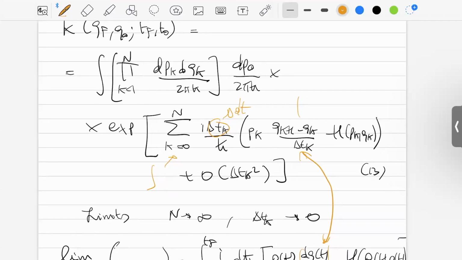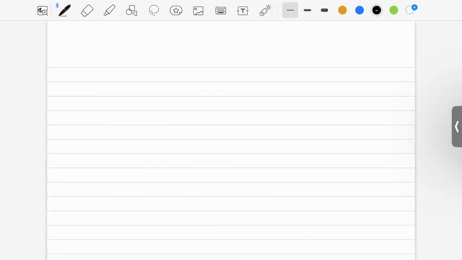So we can introduce, last but not least, this notation.